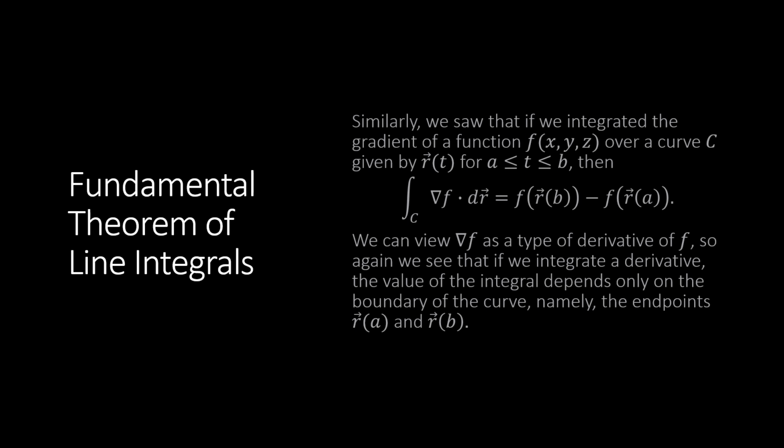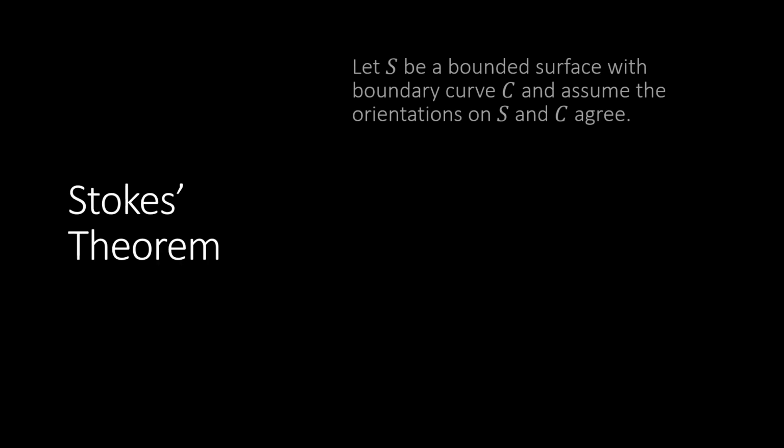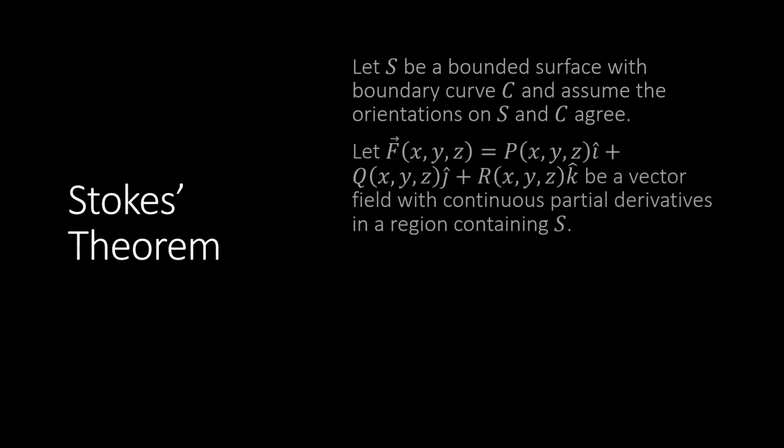So let's recall Stokes' theorem as well. In this case, we had S being a bounded surface with a boundary curve C, and we assumed that the orientations of S and C agreed. Then we considered a vector field whose components P, Q, and R all have continuous partial derivatives in some region containing S. Think of making a little fat surface around it, and the partial derivatives should be continuous in that region.